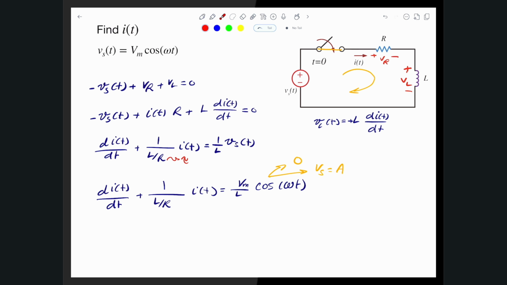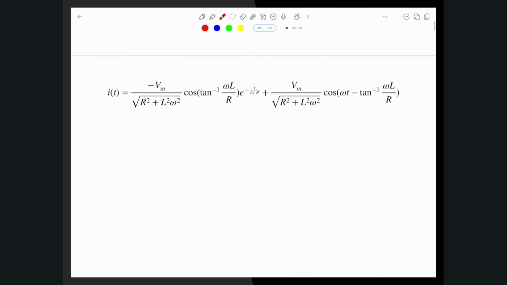The solution for this differential equation is a little bit more involved, and I will cover it in an optional video later. If you're interested in that, you can watch me find the solution, but really the solution is of this shape.